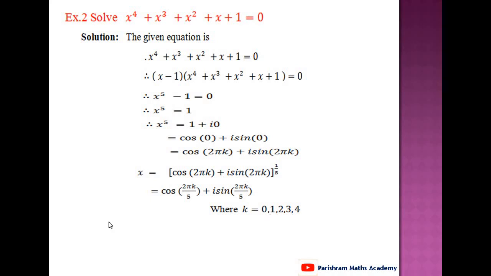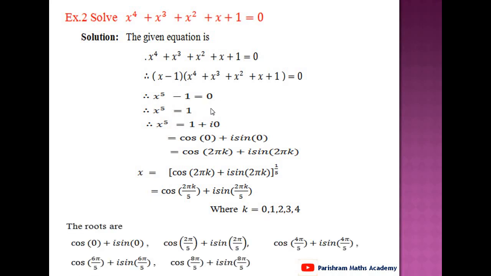And therefore, the roots of x raised to 5 minus 1 equal to 0 are, first by putting k equal to 0, cos 0 plus i sin 0. For k equal to 1, cos of 2 pi by 5 plus i times sin 2 pi by 5. When k equal to 2, cos 4 pi by 5 plus i times sin 4 pi by 5. By putting k equal to 3, cos 6 pi by 5 plus i times sin of 6 pi by 5, and last cos of 8 pi by 5 plus i times sin of 8 pi by 5.